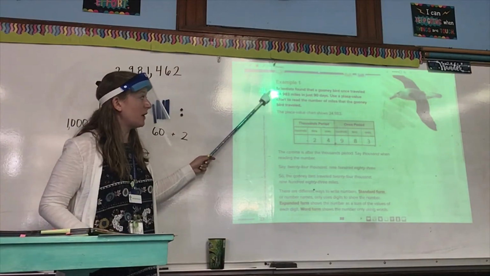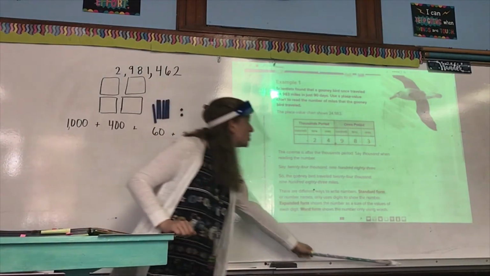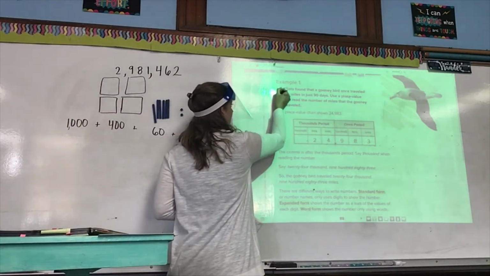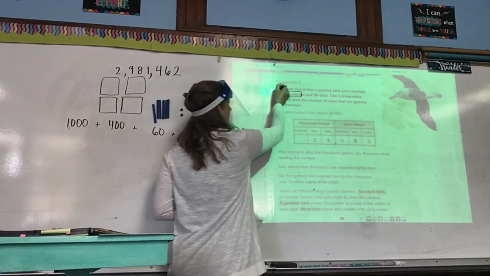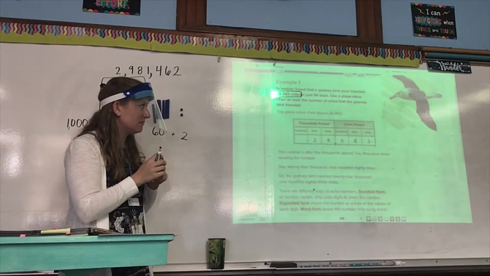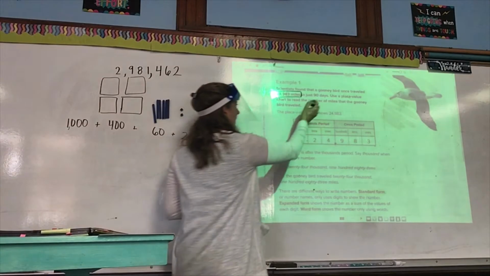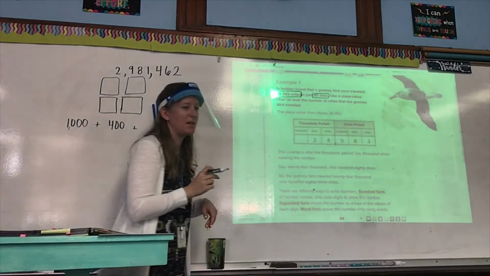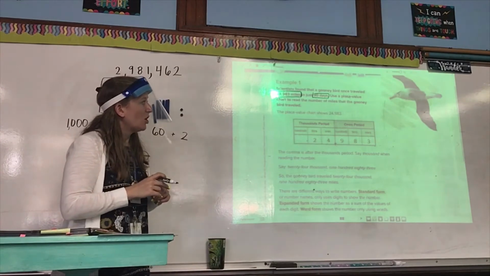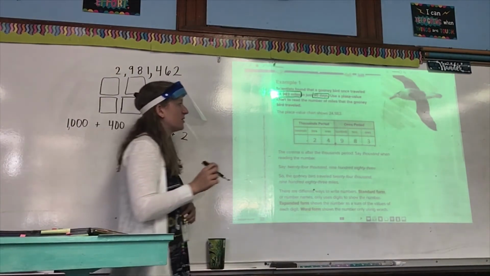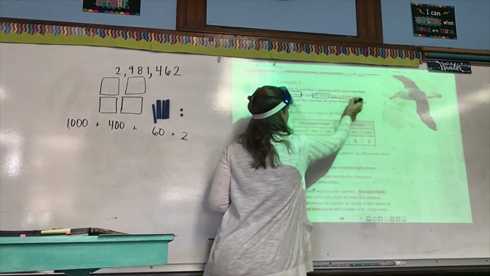Okay, read in your head while I read out loud. Scientists found that a Goonie bird once traveled 24,983 miles. That's probably important, so I'm going to put a box around it, and you should too. In just 90 days. I'm going to underline that. It could be important. We may go and erase that box later. Use a place value chart to read the number of miles that the Goonie bird traveled. That's our question, so I'm going to underline it.